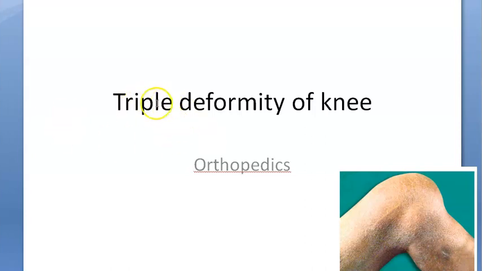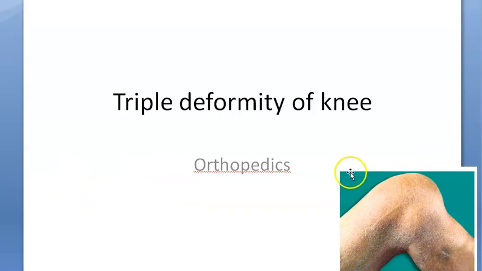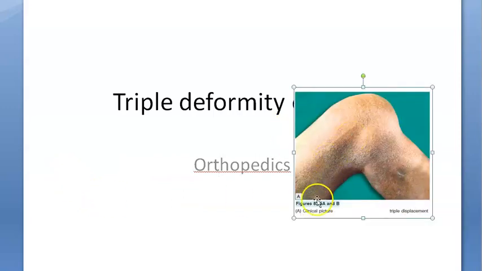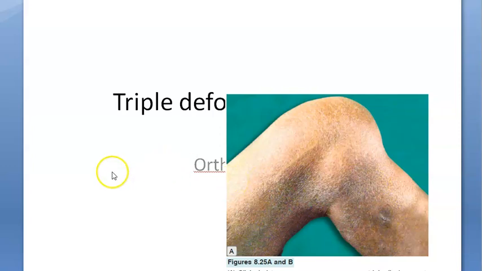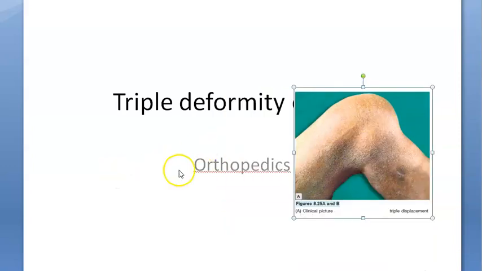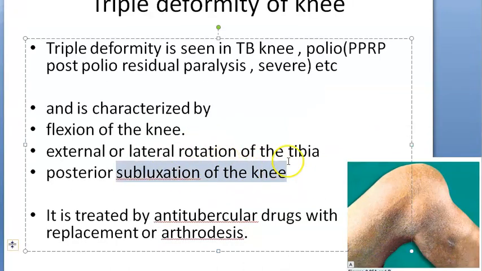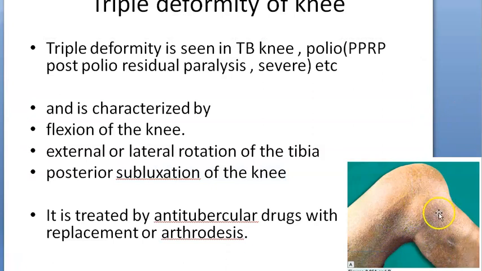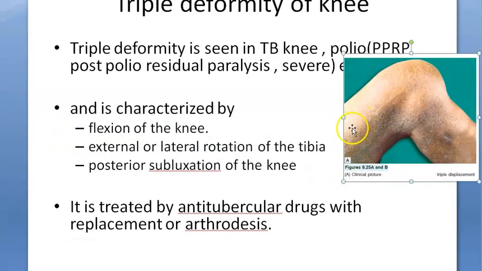Hello people, in this video we want to look at this topic, triple deformity of knee. We are in orthopedics and trying to look at what are the three deformities in knee, which you can see here. There is flexion at the knee, there is external rotation or lateral rotation of the tibia, and there is posterior subluxation or dislocation of the knee. So you can see the knee has kind of gone posterior. What are the three things that you can see?